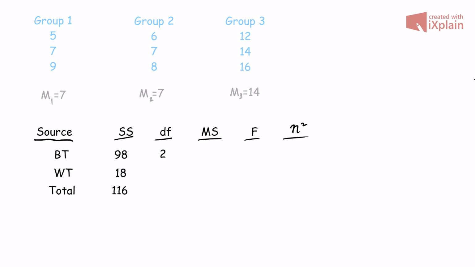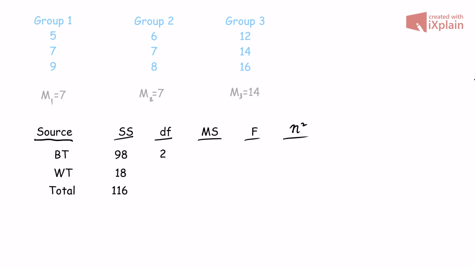Well, the degrees of freedom for the between treatment is the number of groups minus 1. 3 groups minus 1 is going to give us 2. That's how we get the DF of 2. If we had a 4th group, then it would be 4 minus 1 and we'd have a DF of 3. But it's just 2 in this case.